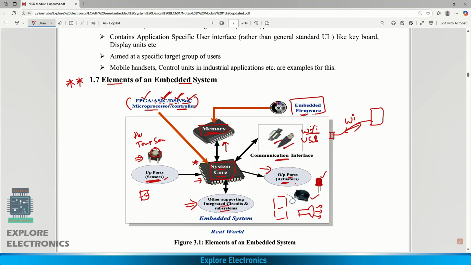And embedded firmware, in the sense, to perform a certain application-specific operation, we have software written into the memory, that is, into the ROM. We have a RAM over here to store the temporary data and also to give back the data to the core. These are the elements.